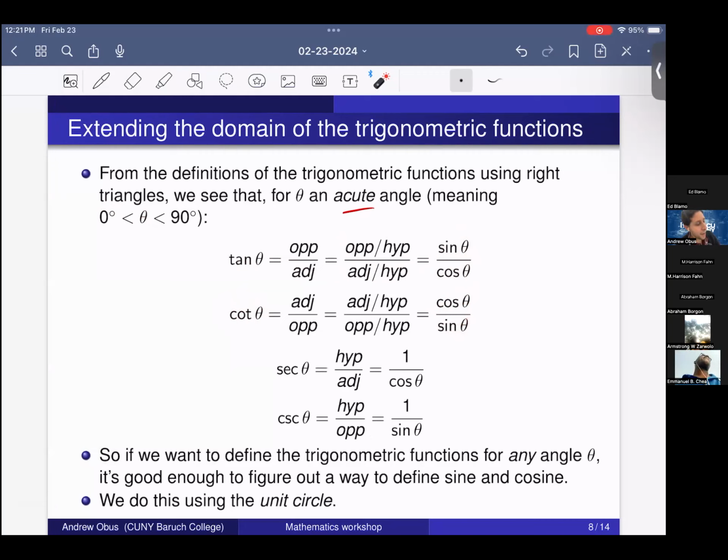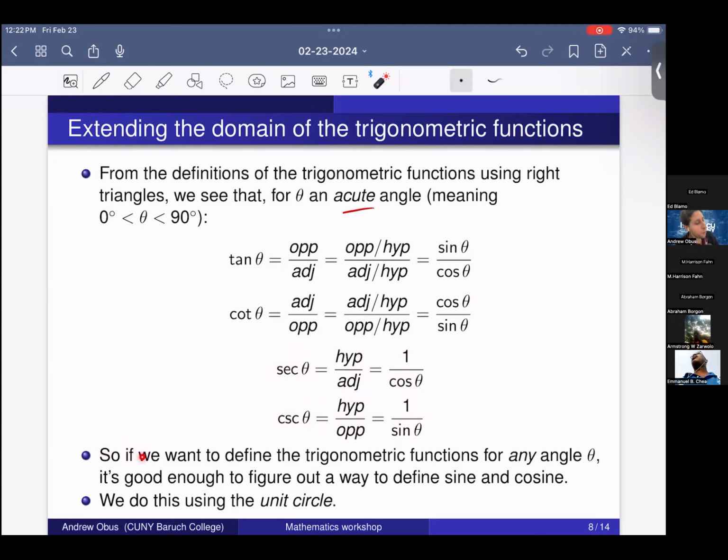Okay. And then we also have secant and cosecant. We haven't talked about them as much, but secant is the hypotenuse over the adjacent side, and that's the reciprocal of the cosine. Remember, the cosine is adjacent over hypotenuse. So this gives us that secant is 1 divided by cosine. And similarly, cosecant, which is the hypotenuse over the opposite side, is 1 over sine.